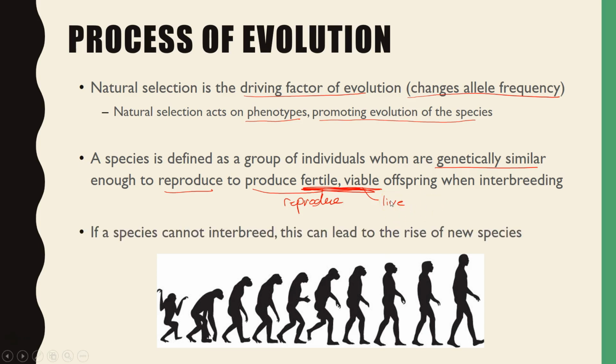If a species cannot interbreed, this can result in the production of a new species. Here is the formation or evolution of the human species.